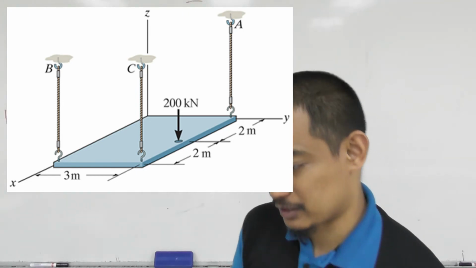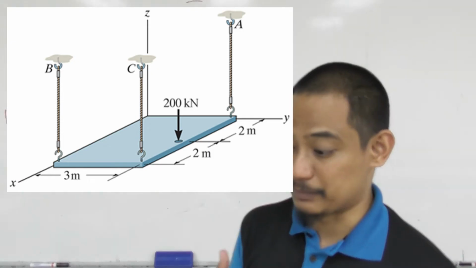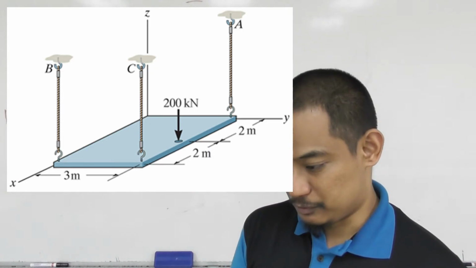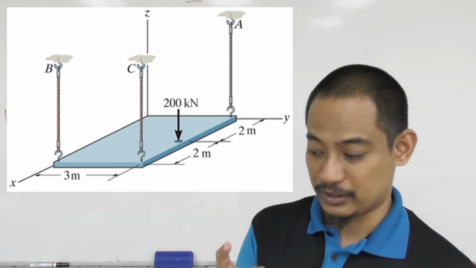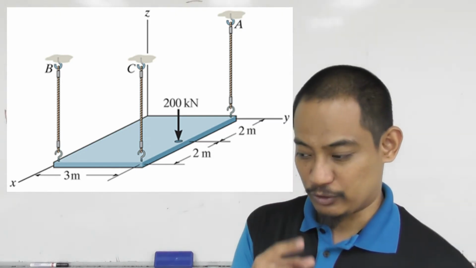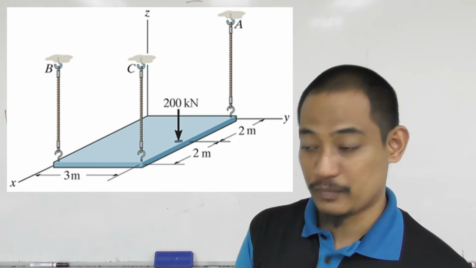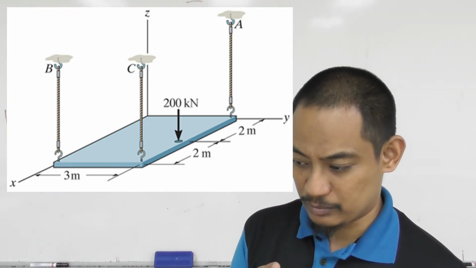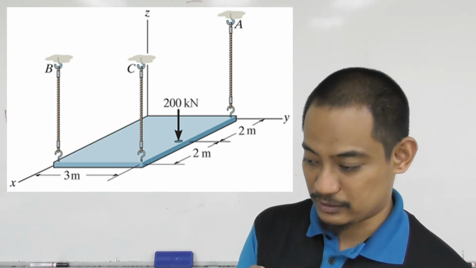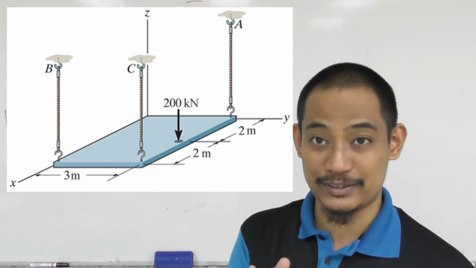But actually for this particular question, some of the equations are not useful to solve this problem. For example, summation of Fx equal to 0 is not useful because it's simply 0 equal to 0, since there's no force in x. Summation of Fy equal to 0 is also not useful because it's just 0 equal to 0. Another one is moment about the z-axis. If you do summation of moment about z-axis equal to 0, it's just 0 equal to 0, because there's no force that produces any moment about z.